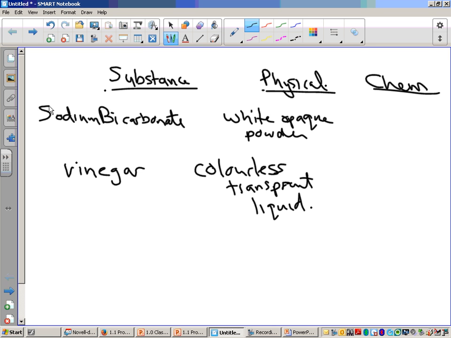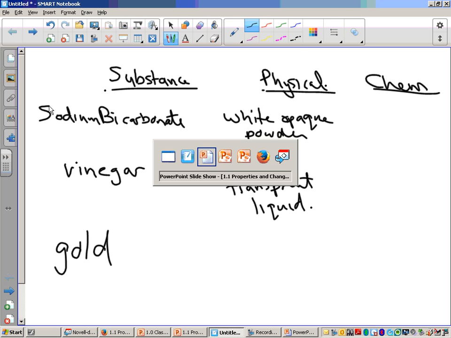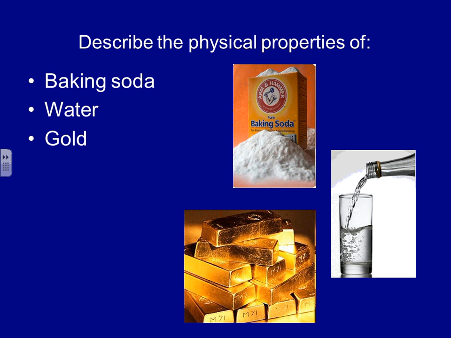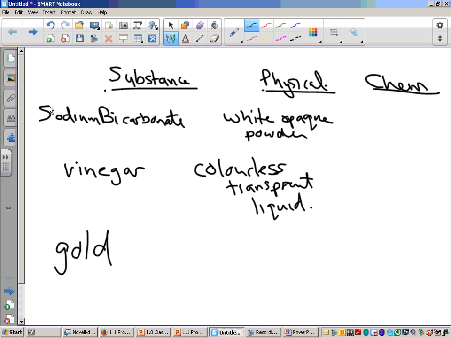I think one of them was gold. Let's go with gold here. Actually, gold's not a bad example. So, can we imagine it, or do we need to see it? Ooh, there's the gold.